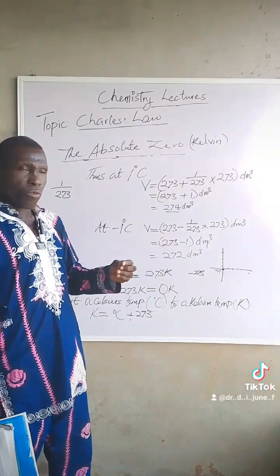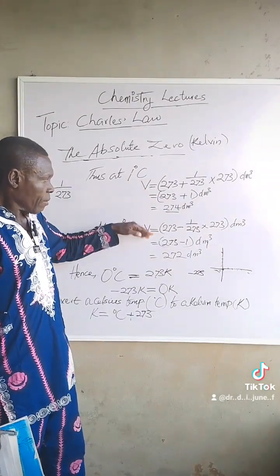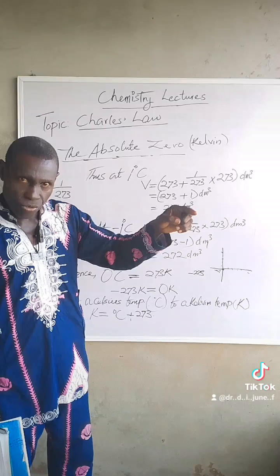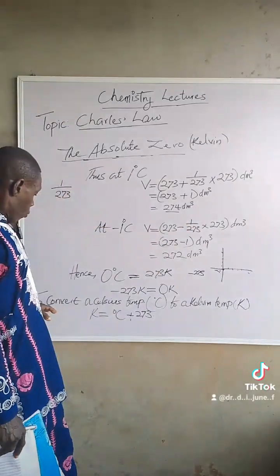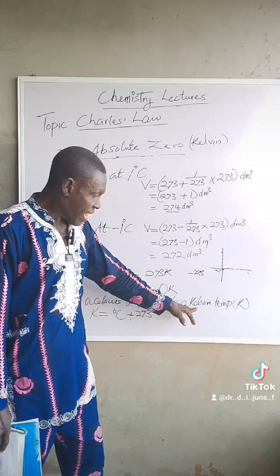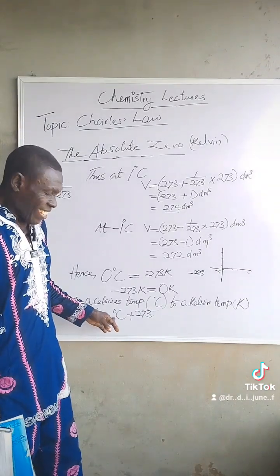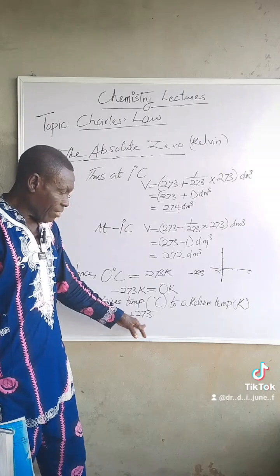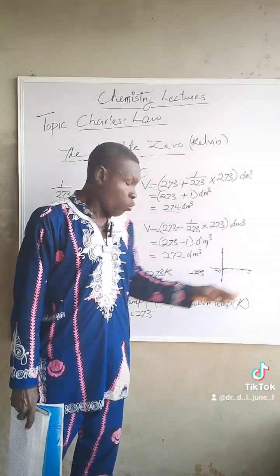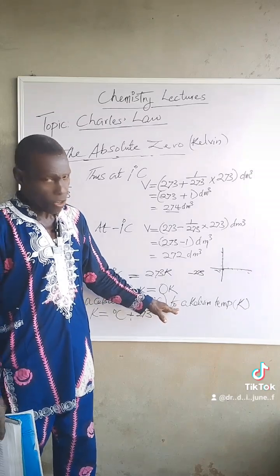Now, in Charles' law, before you start calculating, because of this issue about absolute zero, you will convert degrees Celsius to degrees absolute before you start solving the problem. So to convert a Celsius temperature to a Kelvin temperature K, you take the degrees Celsius plus 273. When you have done that, it becomes the absolute temperature. Without doing that, you won't be able to solve any problem concerning Charles' law.